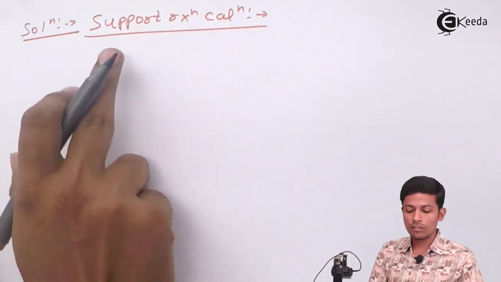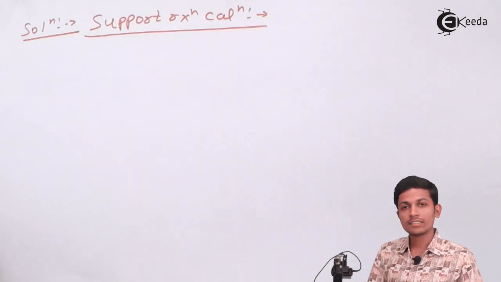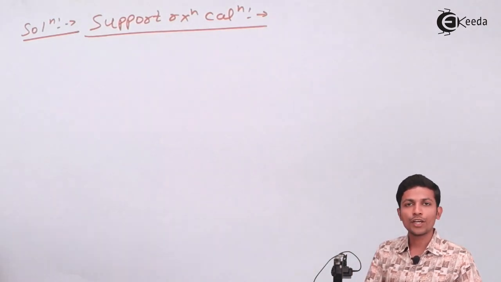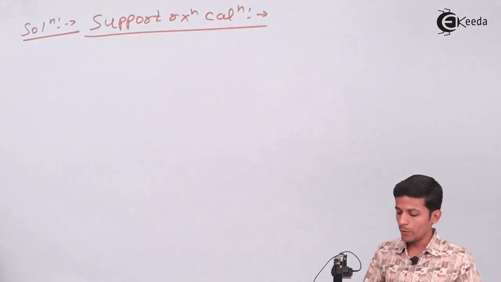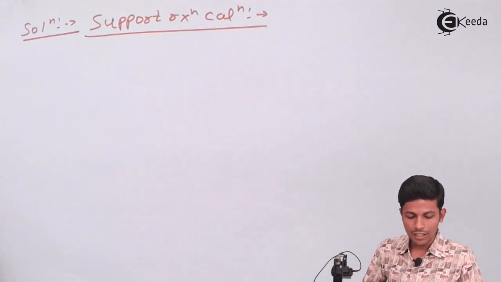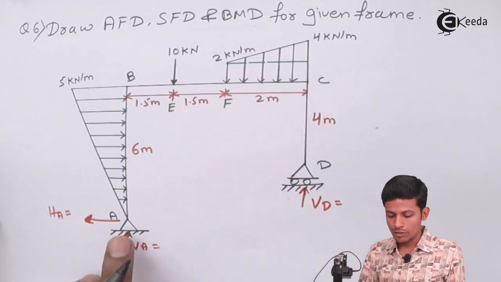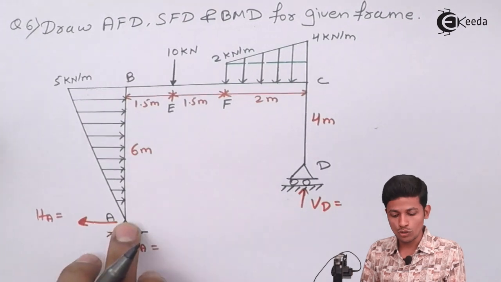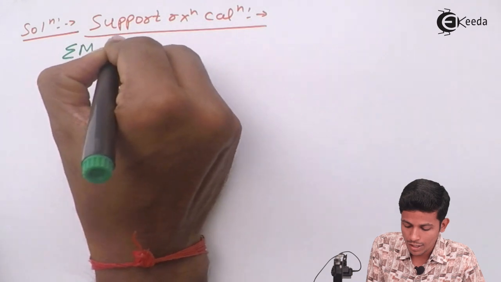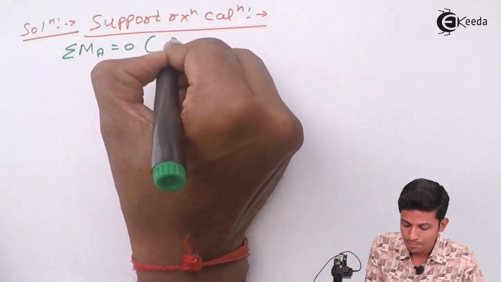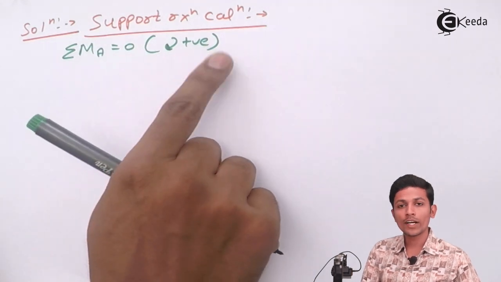Now see, the solution. The first step is nothing but support reaction calculation. Please see the diagram carefully and then write the reactions. First, we have to find this value. So, taking moment at A equal to 0, clockwise positive. Write it over here.